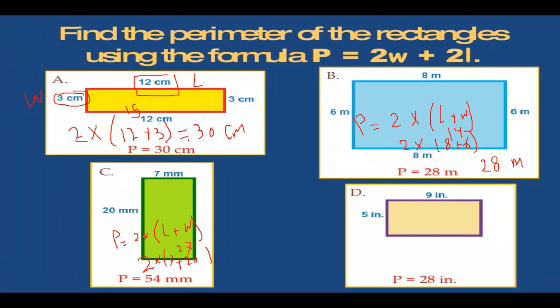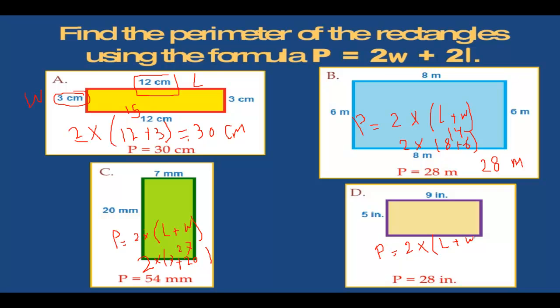So 54 millimeters. Do not forget this one. Again, 54 millimeters. So let's see the last example we have. The perimeter here is equal to 2 multiplied by length plus width.